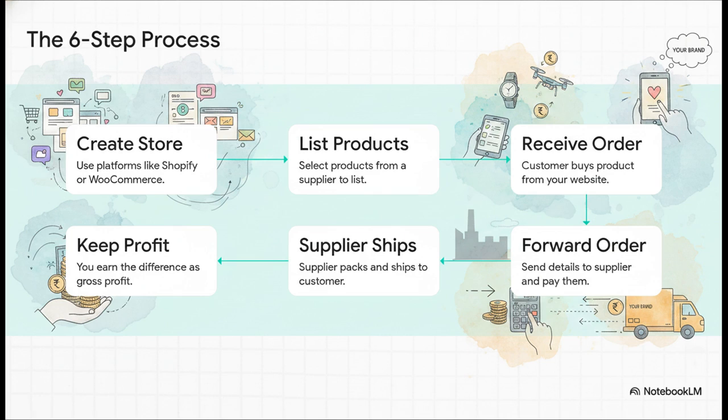Step 5. The supplier does the work. They pack and ship the product directly to your customer. And step 6, obviously the best part, you keep the profit. You sold it for 1299, the supplier cost was 800. That leaves you with a really nice gross profit of 499 rupees. And the beauty of it? The customer thinks it all came directly from your brand.